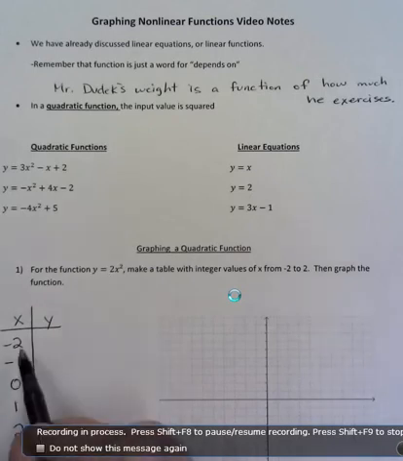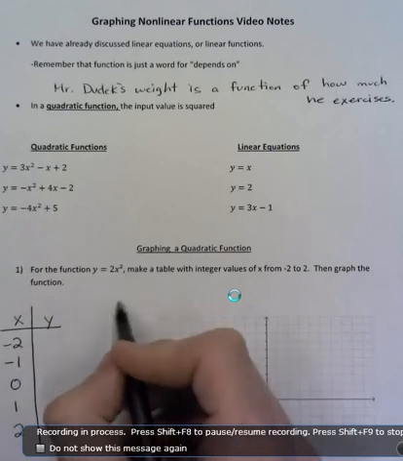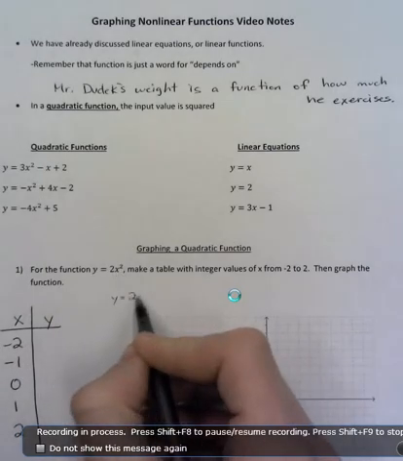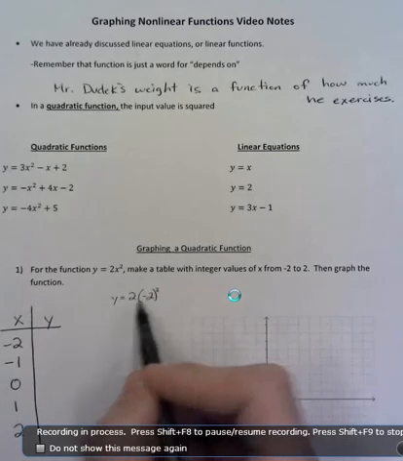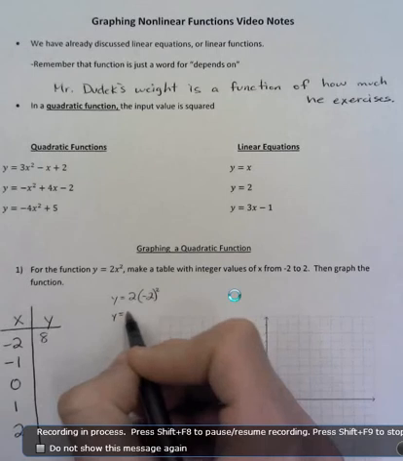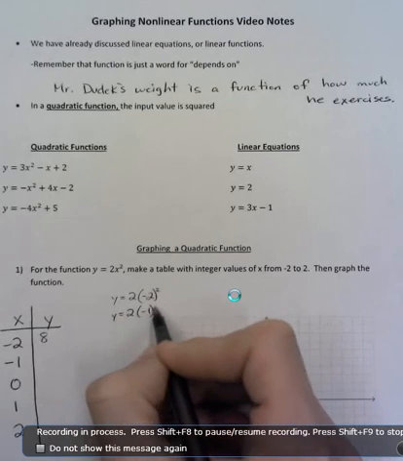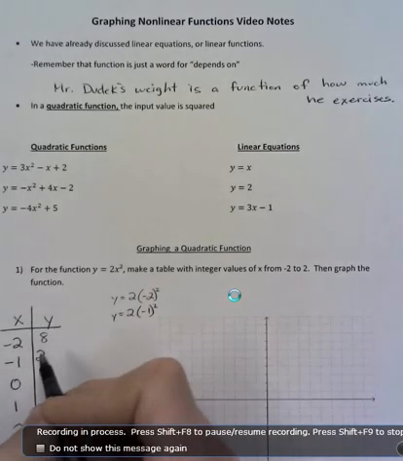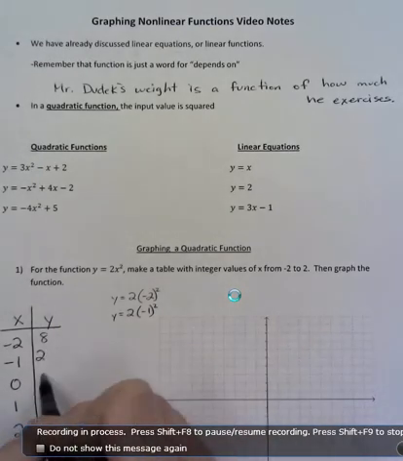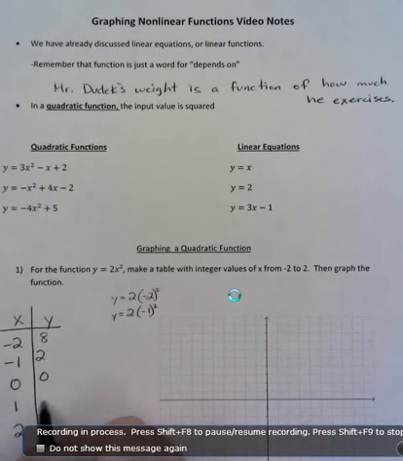So if we plug in -2, we'll get y equals 2 times -2 squared. That's 4 times 2 is 8. And you can plug in -1. And here we see that's 1 and that's 2. So there you see how to plug in our values. And you can all do that on your own if you don't believe me.